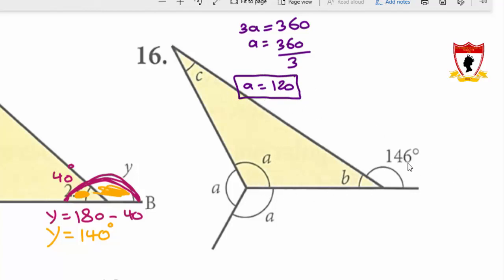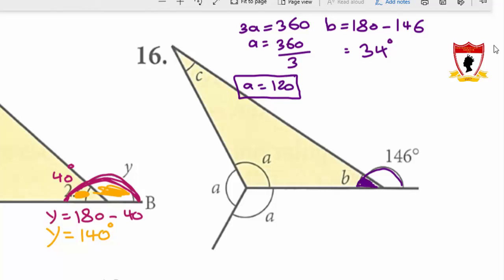Now, we know this angle is 146, it's given, and this 146 with angle B, they add up to 180. Then easily we can find the value of B, which is equal to 180 minus 146. 180 minus 146 is equal to 34 degrees. Then B is equal to 34.